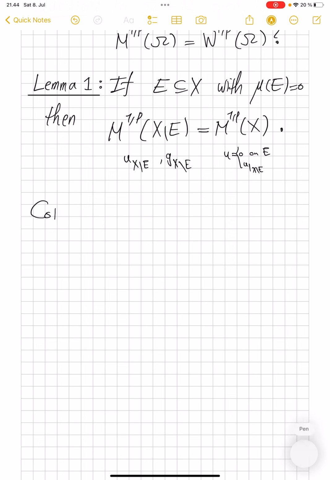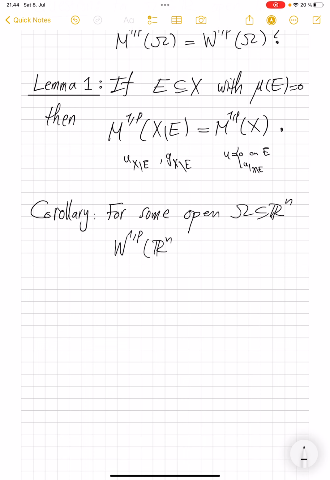So the corollary of this will be that for some open subsets of R^n, W^{1,p}(omega) will not be equal to M^{1,p}(omega). We can, in the parentheses, emphasize that for any value of p. So proof of corollary.